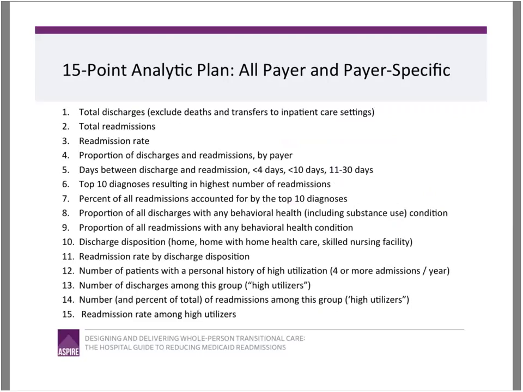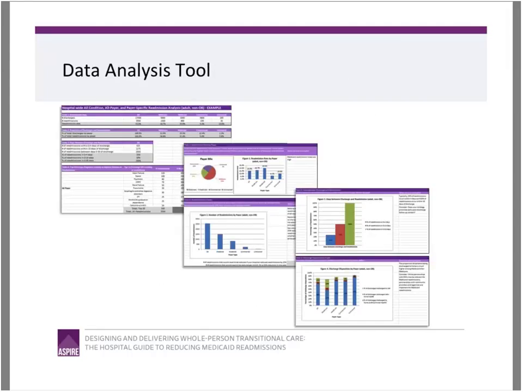walked you through in the prior slide, to help expand an understanding of readmission patterns at your hospital, to look at readmission risk groups in a slightly different way, and reconsider whether or not your current readmission reduction strategy is focusing on the groups of patients at your hospital with, in fact, the highest numbers or the highest rates of readmission. So this 15-point analytic plan has been turned into an Excel-based data analytic tool.